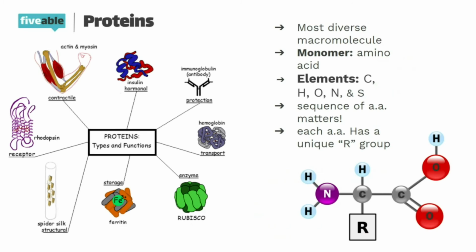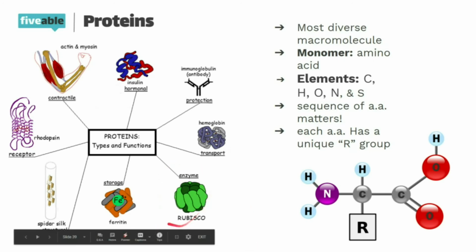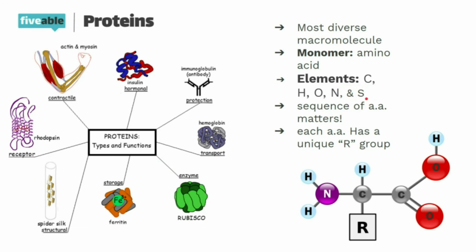Okay, proteins, these are our most diverse macromolecule. They can be anything. I always tell my students, when in doubt, you're looking at a protein most likely. Also, the biggest thing that students forget when we talk about enzymes, remember that enzymes are a protein, okay? This is where you're going to see that sulfur potentially. The sequence matters. So when we talk about amino acids, the building blocks of proteins, the sequence that those amino acids come together in matters a whole lot for its structure.